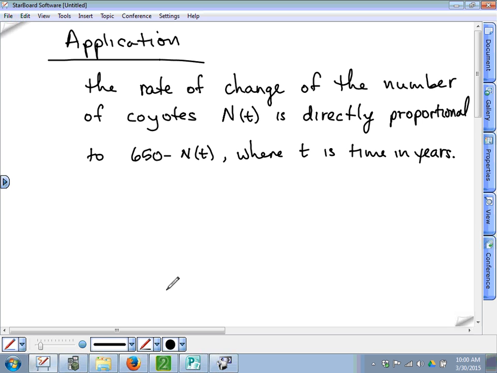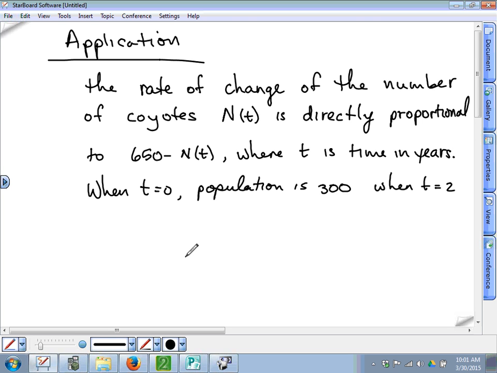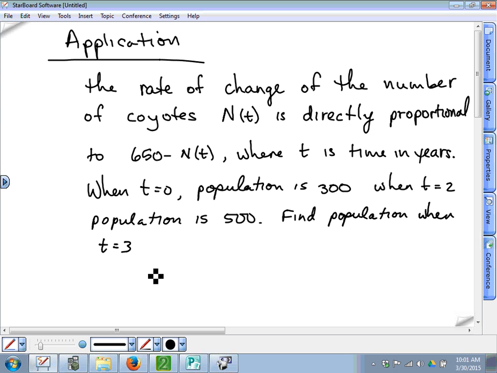What do you mean by the rate of change, like the birth rates? The number of the population. When t equals 0, population is 300. This is the initial value. When t equals 2, population is 500. Find the population when t equals 3.